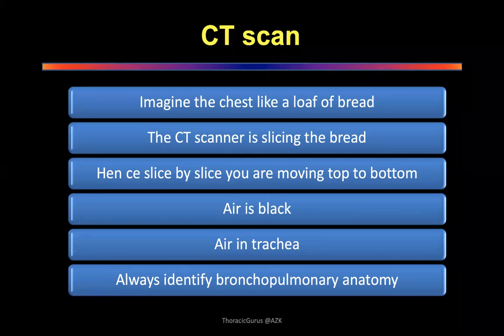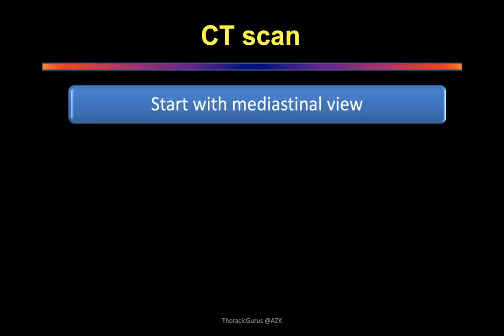You should never. The fissures can be all over the place. Things change. You can have an obscured fissure. It can be an incomplete fissure. So never ever look at the lungs. Always follow the bronchopulmonary anatomy to the segment. And that will tell you whether the lesion is in the upper lobe, middle lobe, or lower lobe. Is this clear? Yes, sir.